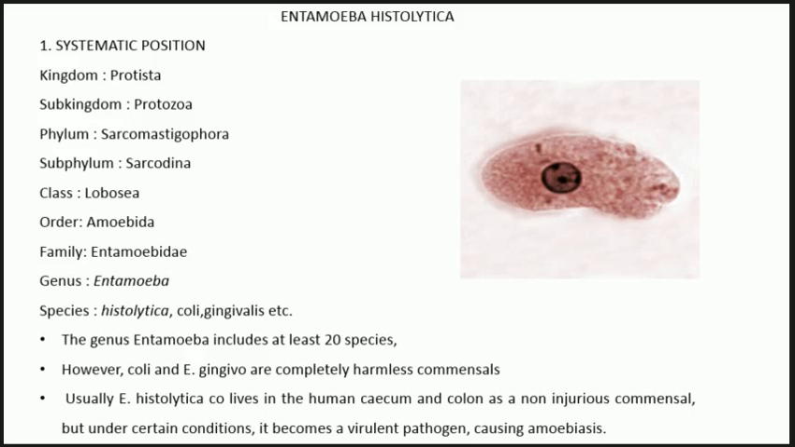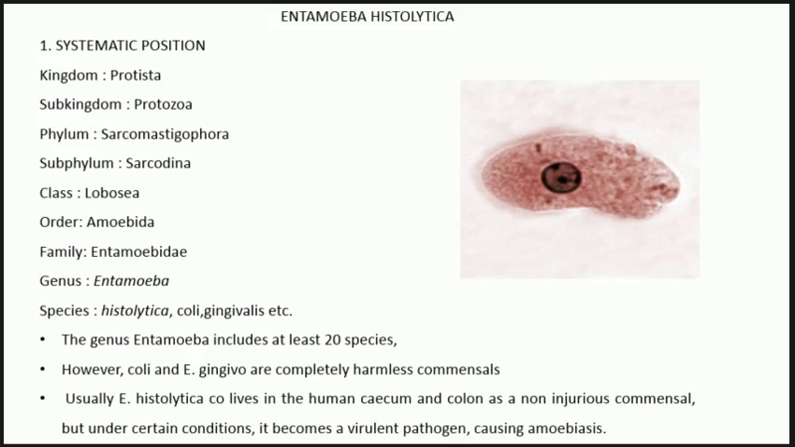This is another type of parasite that we are going to study. So we will start with the systematic position of Entamoeba histolytica. As you can see, it belongs to the kingdom Protista, subkingdom Protozoa, phylum Sarcomastigophora, subphylum Sarcodina, class Lobosea, order Amoebida, family Entamoebidae, and then you have the genus Entamoeba and species histolytica.